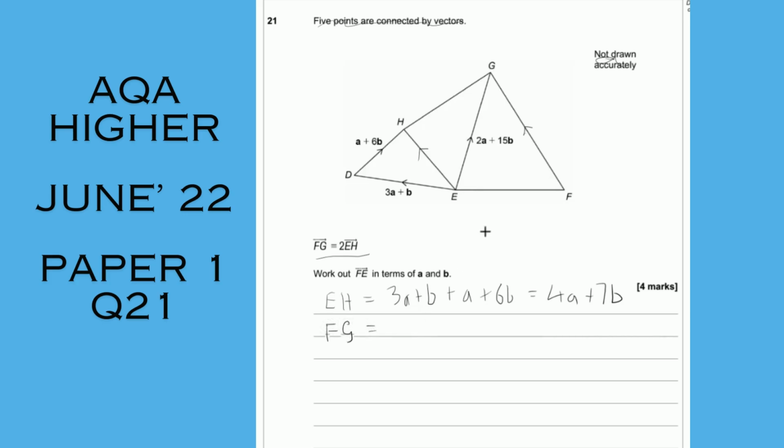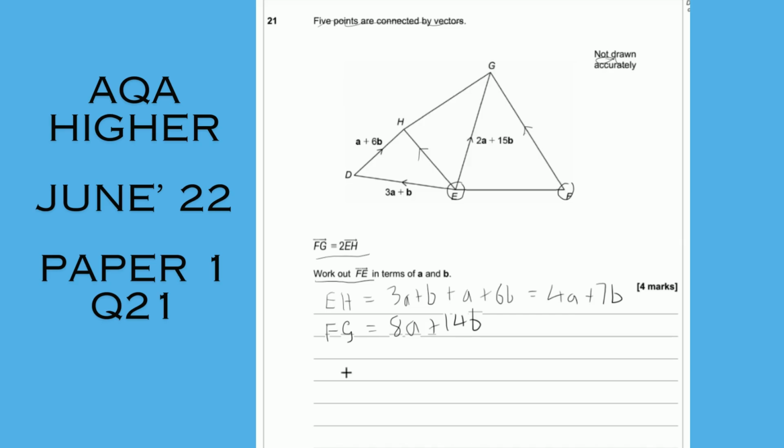F to G. F to G is double, so let's double everything. 8a and 14b. Now we can get back to actually reading the question. Work out F to E. So how do we get from here to here? So we go along the FG.